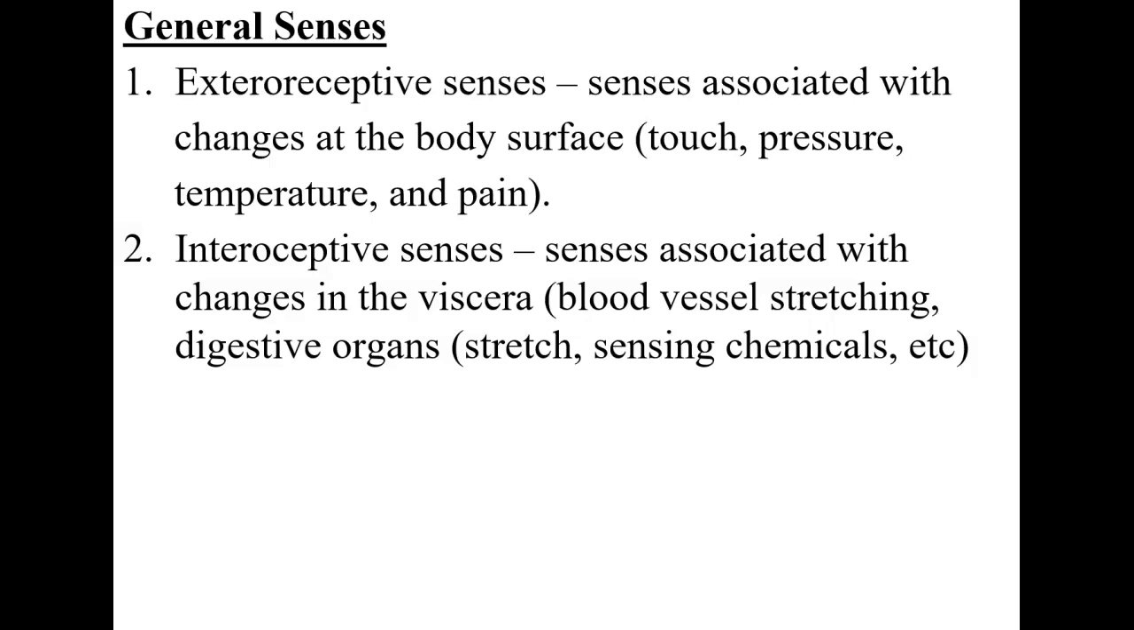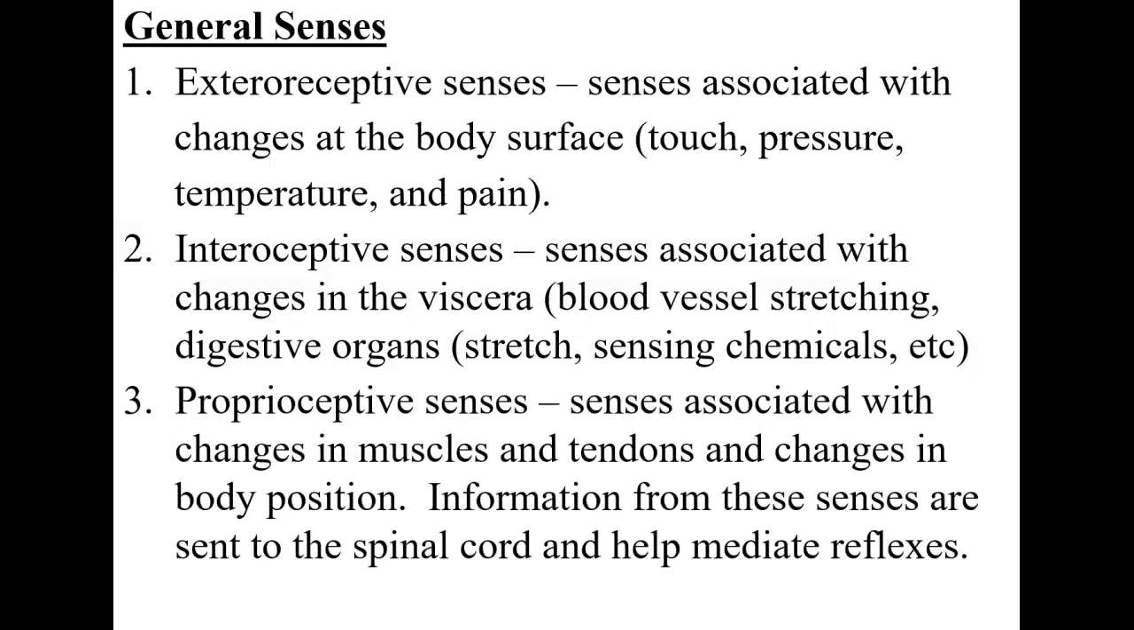We also have interoceptive senses. These are senses associated with changes in the viscera, that is your body organs, your internal body organs. So a couple of examples of interoceptive senses would be like blood vessels stretching. Digestive organs can stretch and they can sense chemicals. Many of the times you can't sense these particular senses. They're sent into your brain and spinal cord and are going to be basically mediating reflexes. Sometimes you can feel interoceptive pain, and we'll talk more about pain in just a bit.